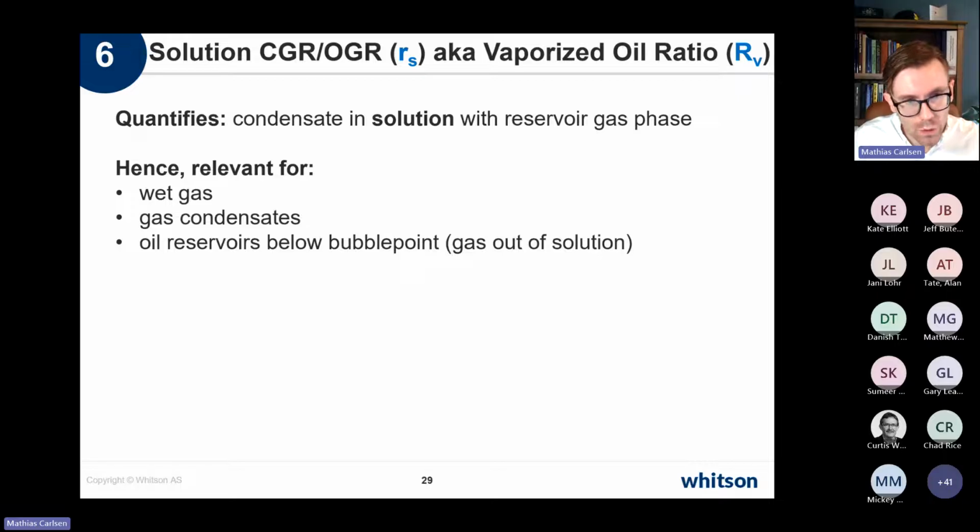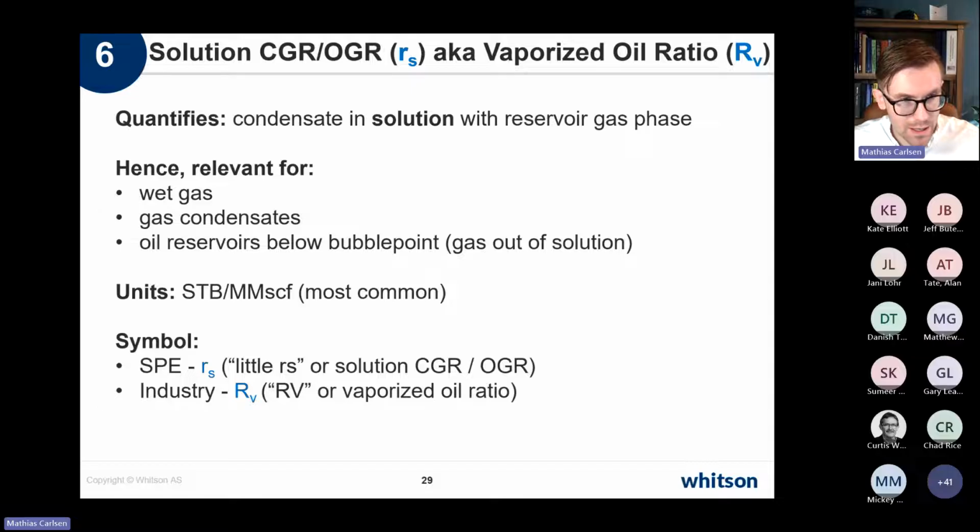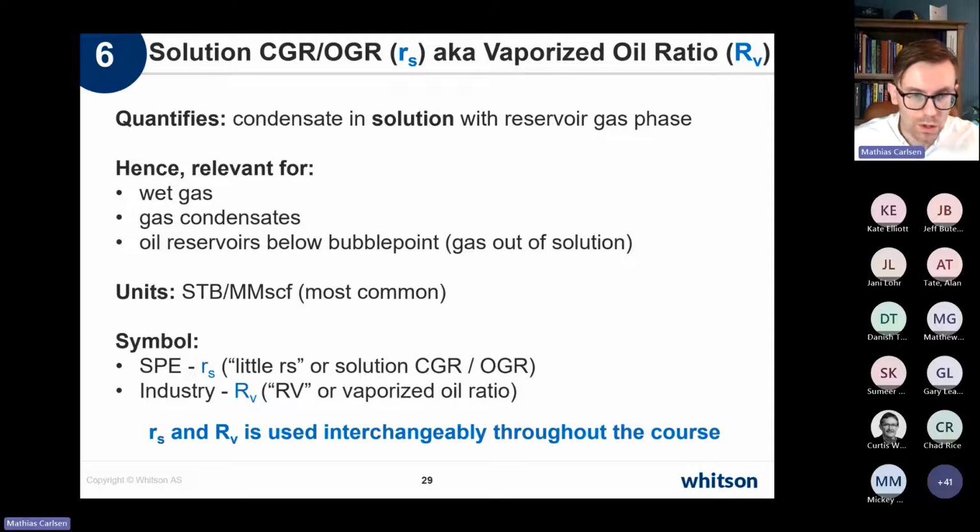And why is it relevant for oils? Because as you go below the bubble point, gas is coming out of solution, and that gas will have some condensate in solution. Whether it's a very black oil, maybe that's not a lot, or if it's a near critical, more complicated fluid, then the RV might actually be a big number. So it's relevant for both gases and reservoir oils. The units are barrels per million. That's the most common, and the symbol used by SPE is little rs, or in the industry, many places it's RV, and we are going to use them interchangeably through the course today.